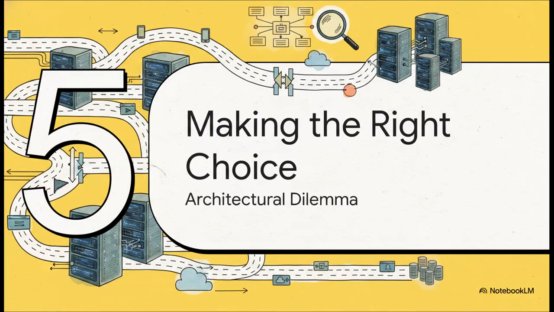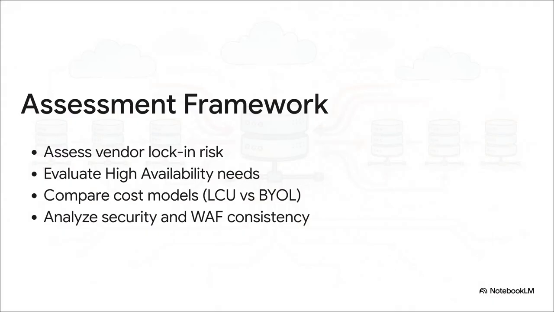Finally, Section 5, making the right choice for your architectural dilemma. So how do you actually decide? Here is a practical framework to act as your guide. First, assess your vendor lock-in risk. Is a multi-cloud strategy something you'll need in the future? Second, evaluate your high availability needs. If an entire cloud provider goes offline, will a cloud-agnostic setup be the thing that saves you?